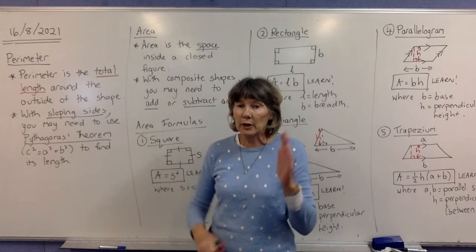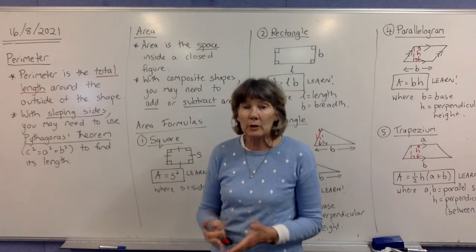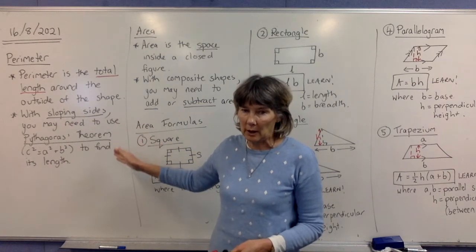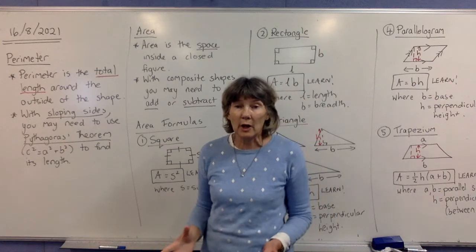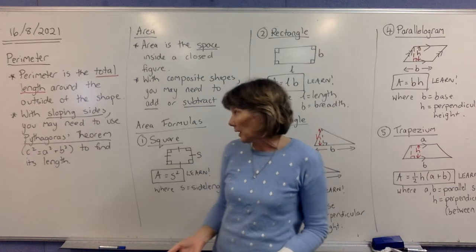Sometimes it might be a vertical side or a horizontal side that's missing, and again, you'll still be using Pythagoras' theorem. So it's not always with the sloping sides. Okay, so make sure you're able to find all the different sides that you need for the complicated shapes and then total up all your sides.